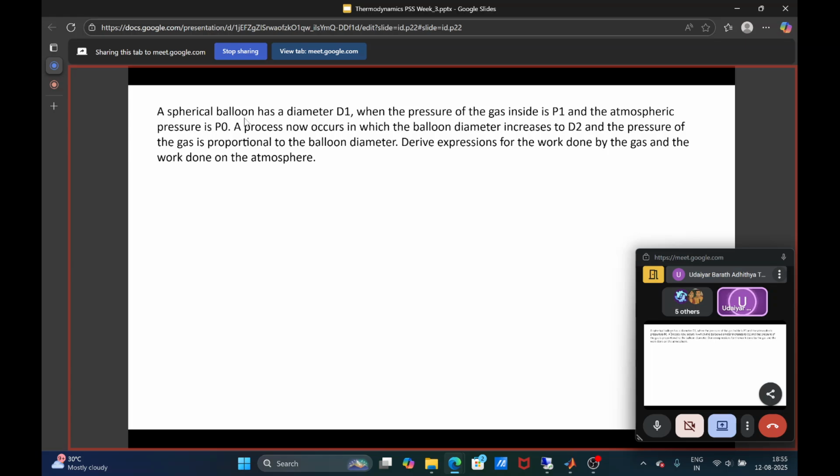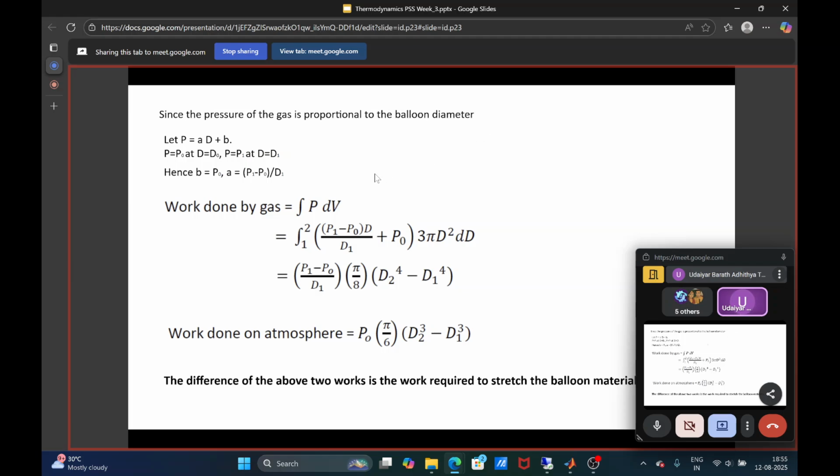So when you are filling the balloon, the balloon expands and goes to diameter d2 from d1. So what is the work done in this case? This is how it looks. P is A times D plus B. So when the diameter is 0, P is P0, and when P is P1, your diameter is D1. So B is P0 and A is (P1 minus P0) by D1. So that's the expression which you get.